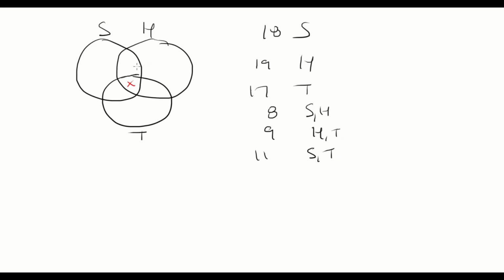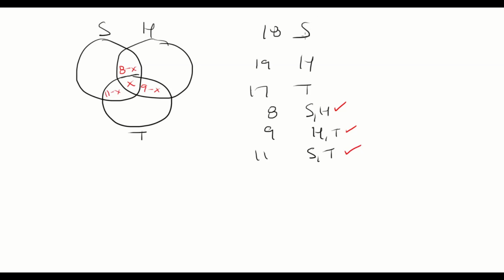Squash and hockey is 8. So far we have X, so there's 8 minus X remaining. For hockey and tennis, we need 9, so this has to be 9 minus X. And then for squash and tennis, we need 11, so this has to be 11 minus X.